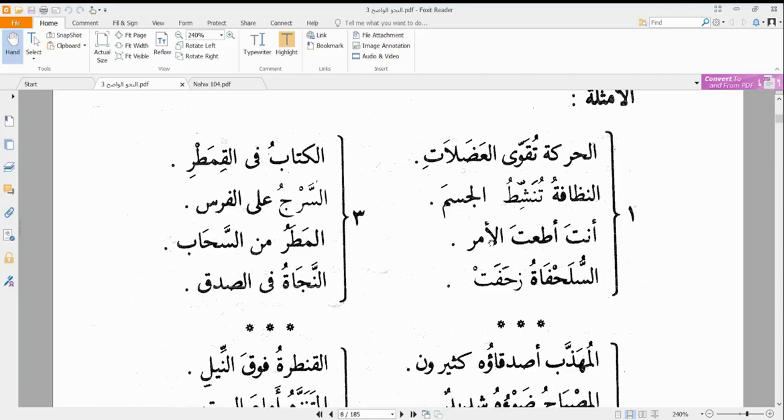So we have al-harakatu tuqawwil 'adalat. The exercising strengthens the muscles. So al-harakatu is our mubtada here, and our khabar is tuqawwil 'adalat. So that's a jumlatul fi'liyya as our khabar. And an-nadhafatu tunashitu al-jasam. Cleanliness energizes the body. So our mubtada is an-nadhafa, but our khabar is the jumlatul fi'liyya tunashitu al-jasam. So anta ata'ta al-amra, our mubtada is anta, and our khabar is the jumlatul fi'liyya ata'ta al-amra.